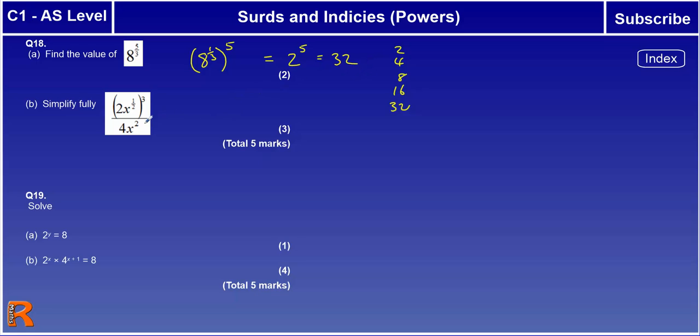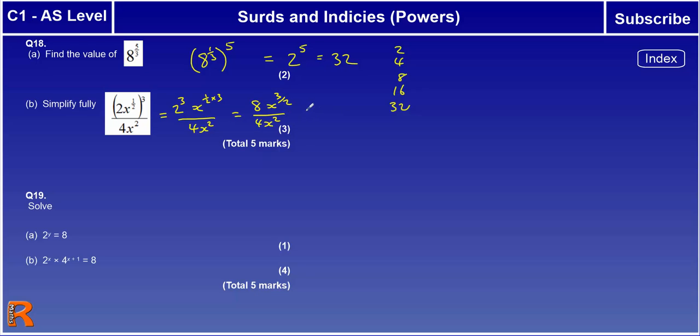Simplify fully this. Be careful with the top. When we do the power of 3, we must do 2 to the power of 3 and x to the half to the power of 3. So it's 2 to the power of 3, then it's x to the power of a half times 3, all over 4x squared. So 2 to the power of 3 is 8. Half times 3 is x to the power of 3 over 2, over 4 x squared.